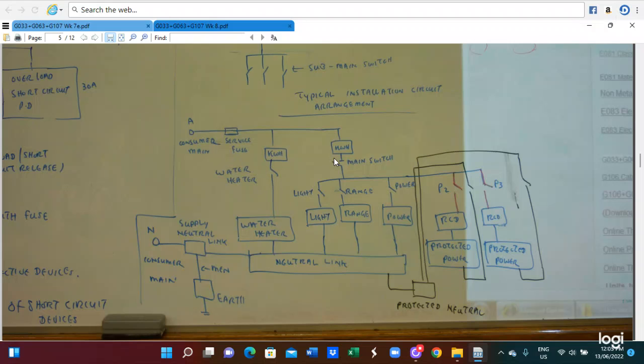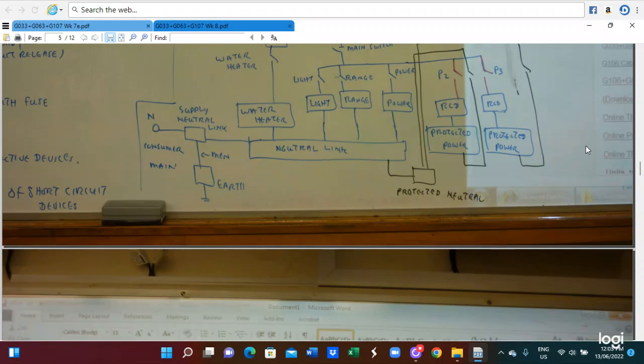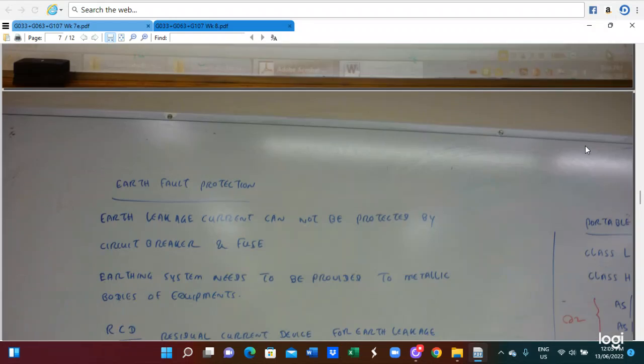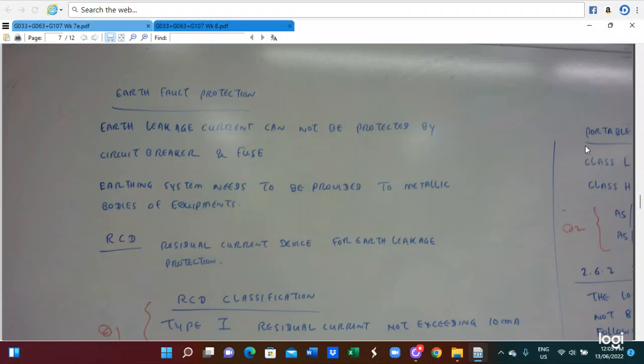You see the water heater circuit, main switch, and RCD protection for the light and the power switch, direct connection to the light, range, and the power, and also the protected neutral link, unprotected neutral, and supply neutral link and the unlink. So this is the typical wiring arrangement. Then you have to do those tutorials. Those are the answers for the tutorial.